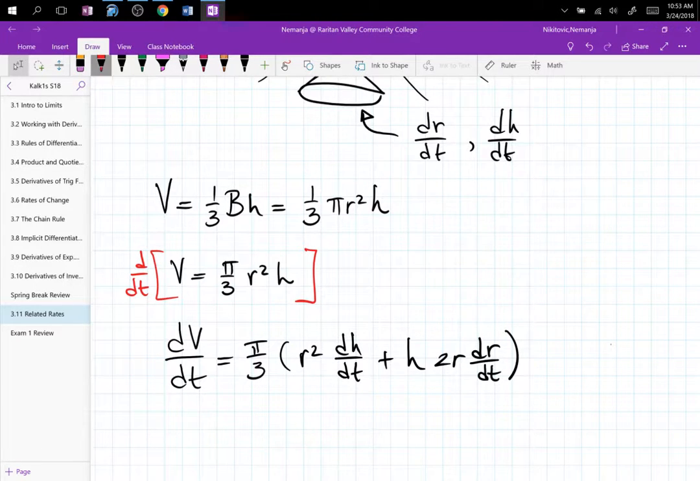It's hard to see it. I'll put the red dot now. But there it is. So copy the first, r squared, the derivative of the second, derivative of h. Derivative of h is 1 times the chain rule, dh dt. Plus copy the second times the derivative of the first, which is r squared, derivative is 2r dr dt. And that's it.